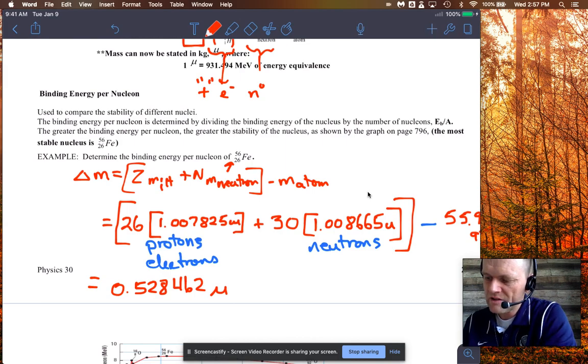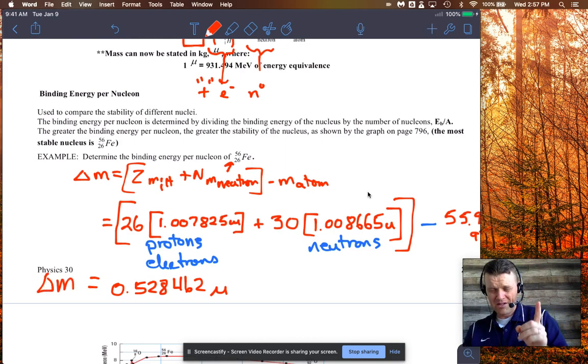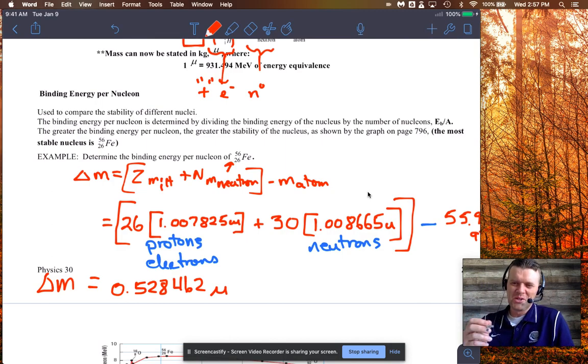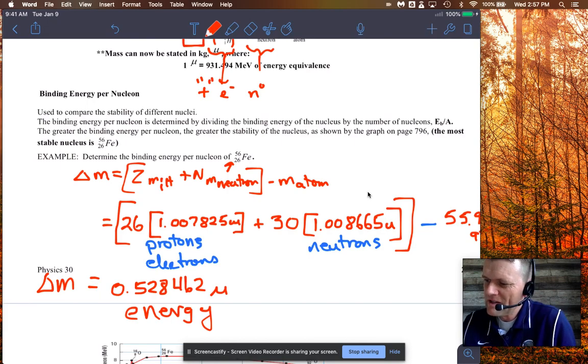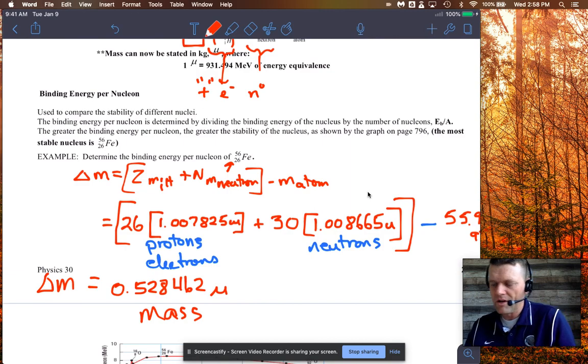Now, this is the mass defect. It's not the binding energy. But using what we just learned, Einstein's equation, if I can convert this mass into energy, then I have the binding energy. That's how much energy it would take to completely separate all of the protons and the neutrons in iron 56. Sorry, I'm getting ahead of myself here. This is the mass defect, not energy. But the amount of energy that it would require is this converted into energy.